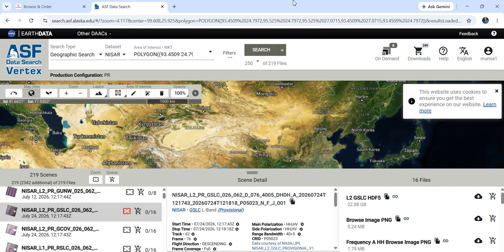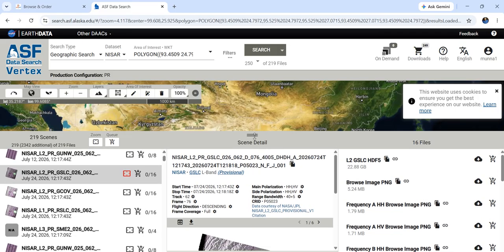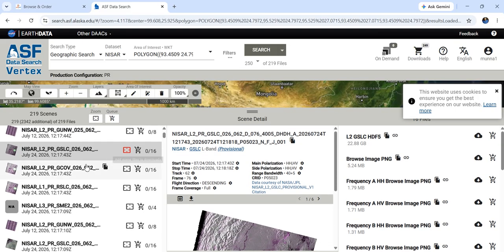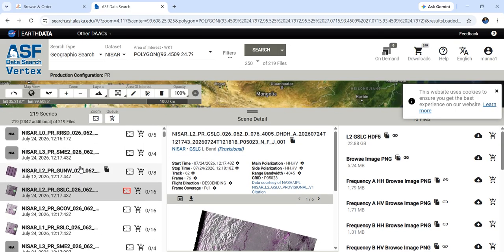Okay, so this GSLC contains the same complex radar information as RSLC, but it has already been geocoded into a particular geographic coordinate system. So this will simplify the visualization, and it also helps in the integration of the data to the GIS software, any GIS software if you are using.